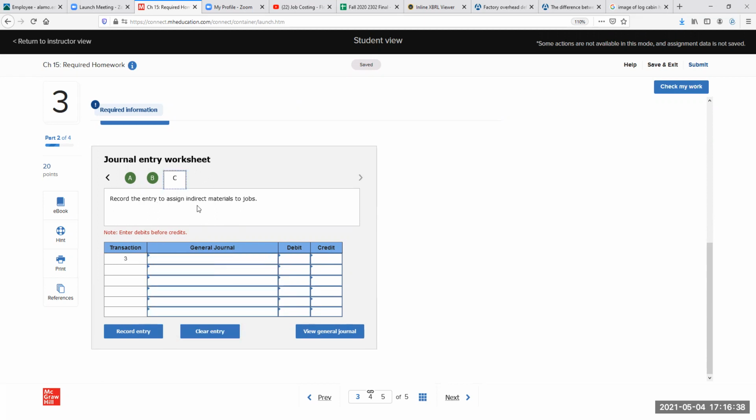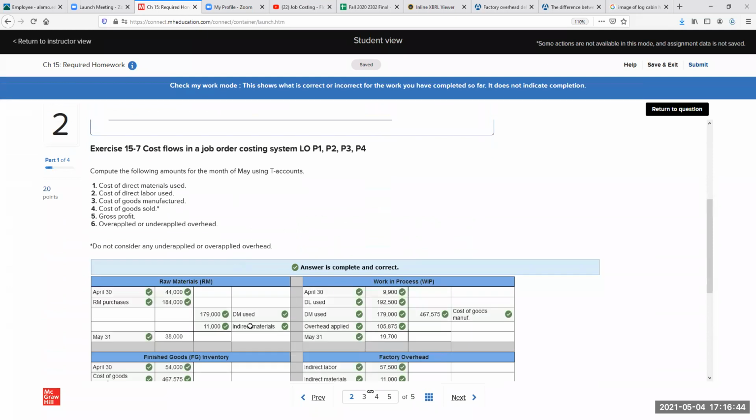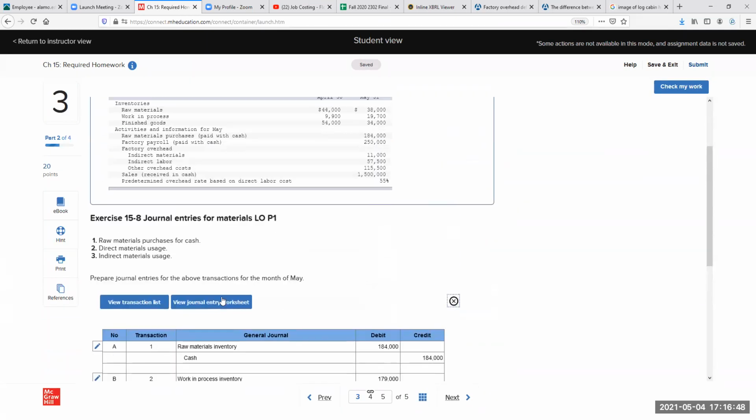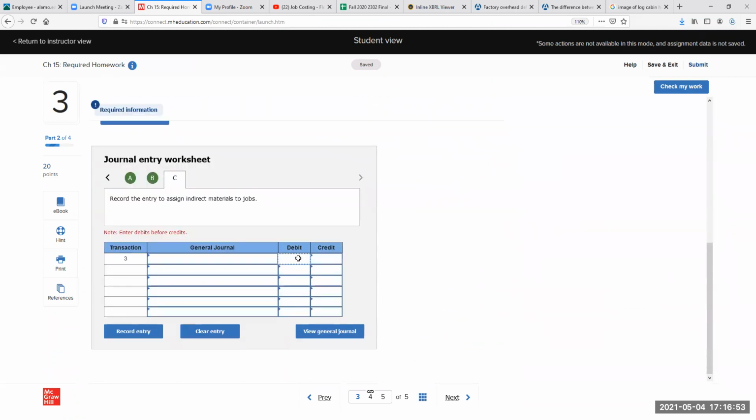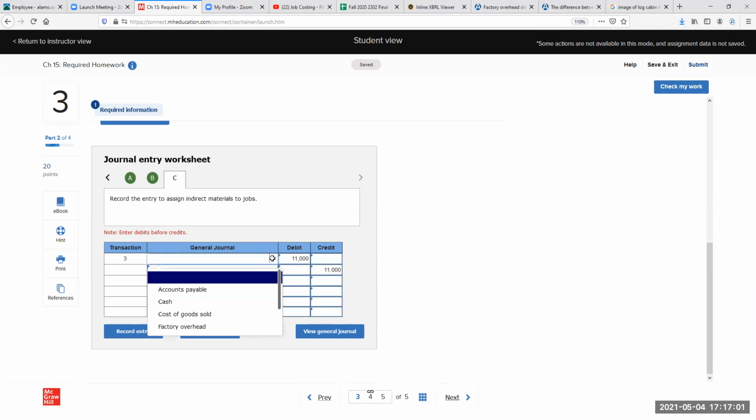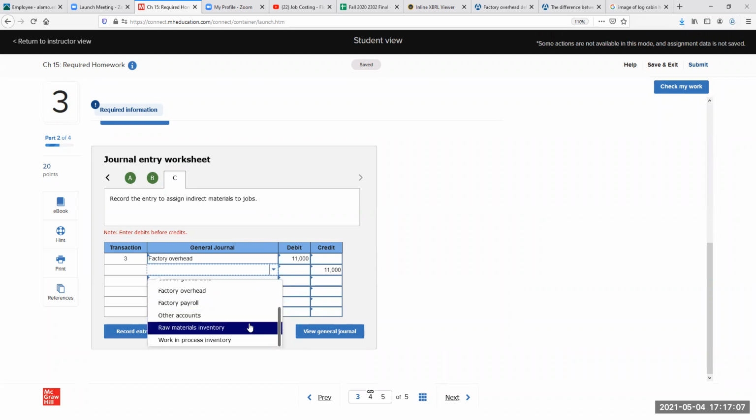Now, what about here? So record the entry to assign the indirect cost. Okay. How much were the indirect costs? 11,000. So let's go back to here. So 11,000 went to indirect. And where do they, what is it called? Where does indirect labor and where does indirect materials go? Well, it's called factory overhead, and it comes out of raw materials inventory.